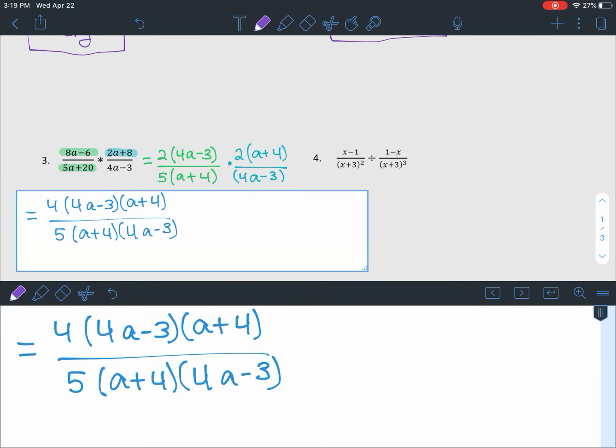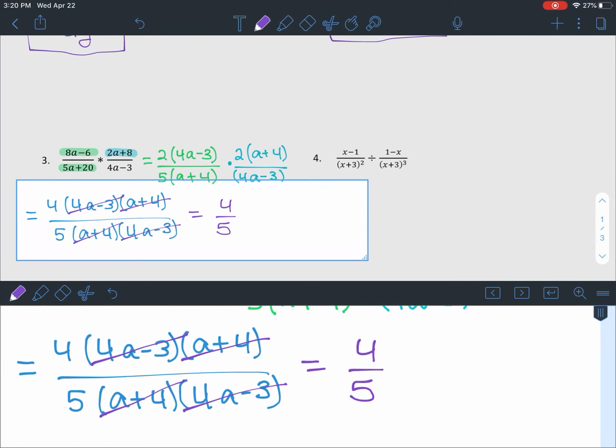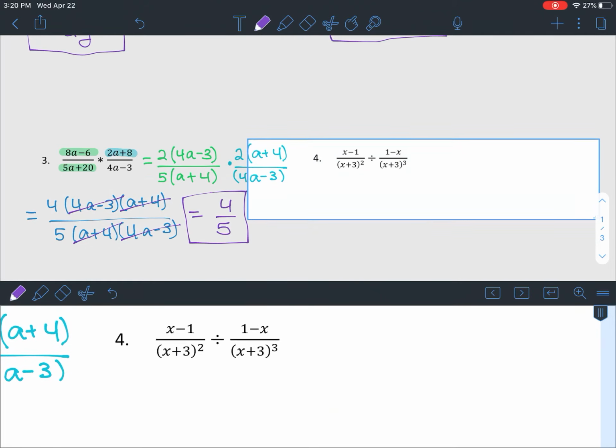And if you look at this, then you ask yourself, well, what can I cancel? Well, there's a 4a minus 3 on top, 4a minus 3 on the bottom. There's an a plus 4 and an a plus 4. So all I'm left with is 4 over 5, which cannot be simplified anymore, so I keep it just like that.